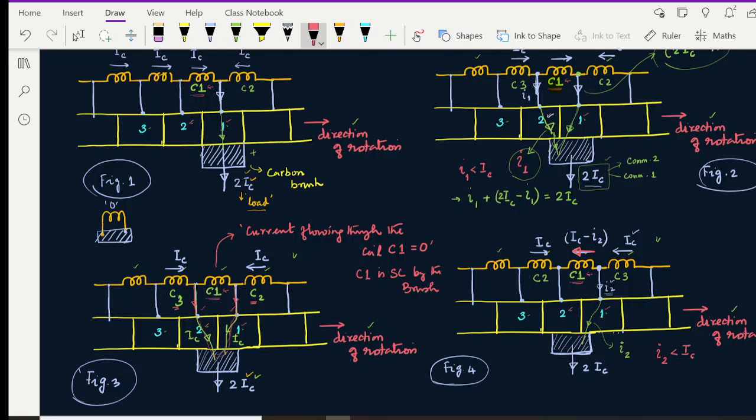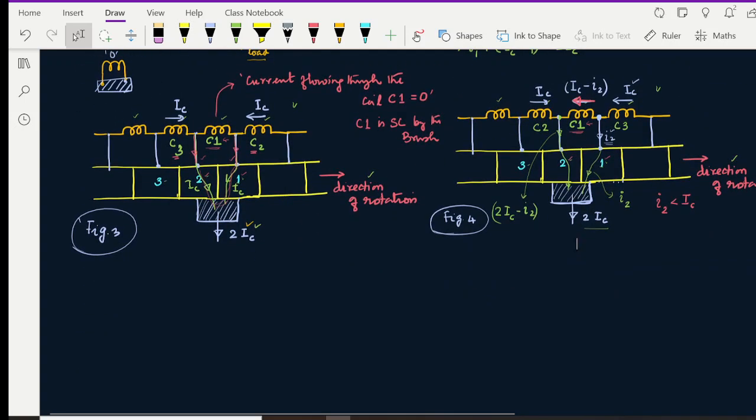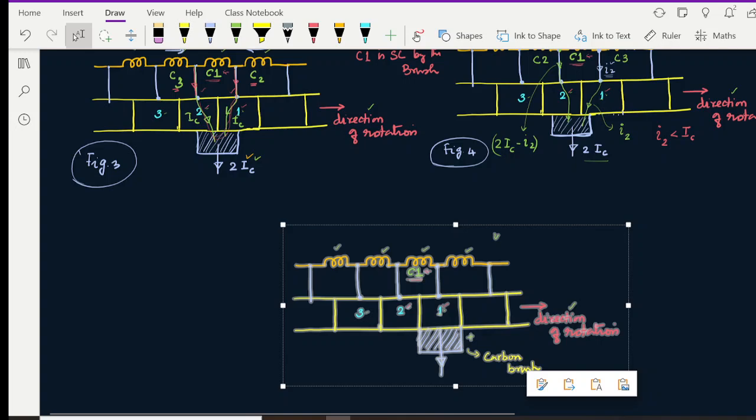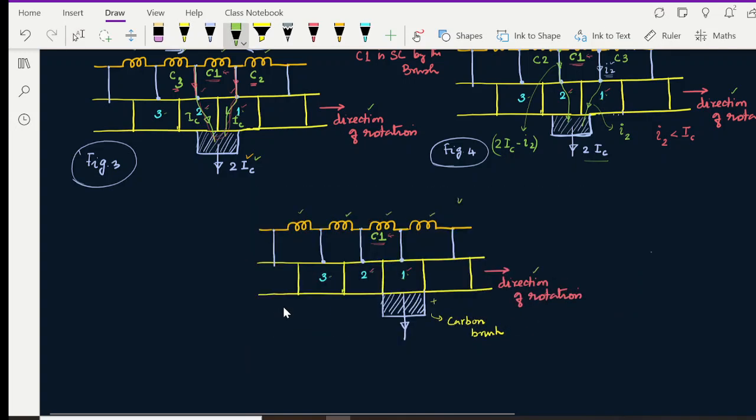So let us go further. In this case the current which will flow towards this, applying Kirchhoff's current law here, is going to be 2IC minus I2. So if this is 2IC minus I2, the net current happens to be 2IC here. Now we are going to look at the final figure with respect to the entire process of commutation here. I would say figure number 5. So let us say this is figure number 5.